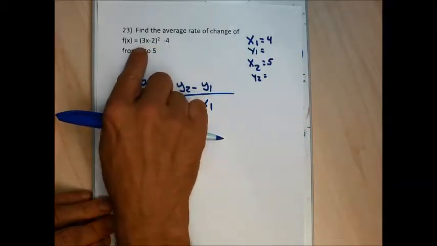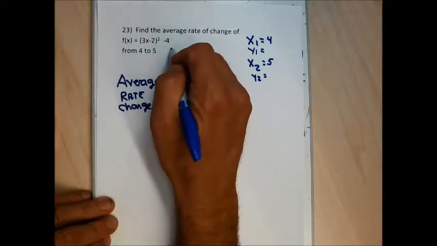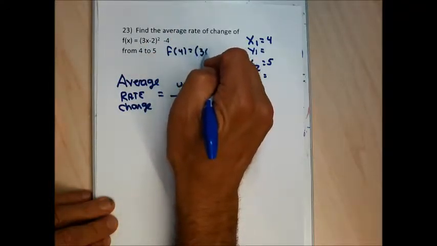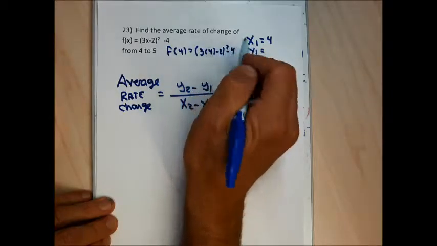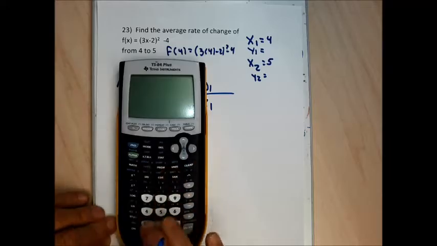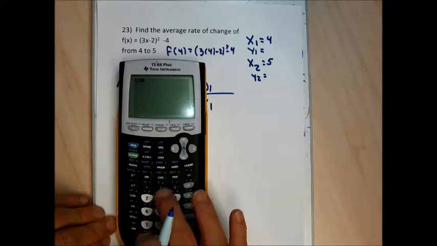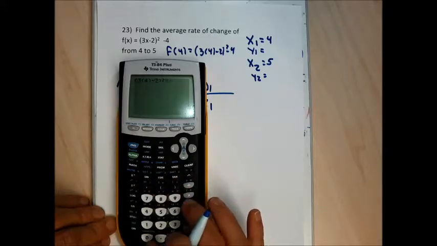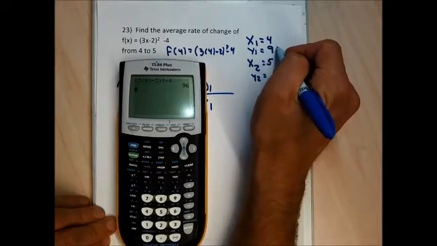So to get y1, I'm going to plug 4 in for x and go f of 4 equals 3 times 4 minus 2 squared minus 4. And I'll do that on my calculator, just going parentheses, parentheses 3, parentheses 4, minus 2, parentheses squared, minus 4. That gives me 96 for the y1.